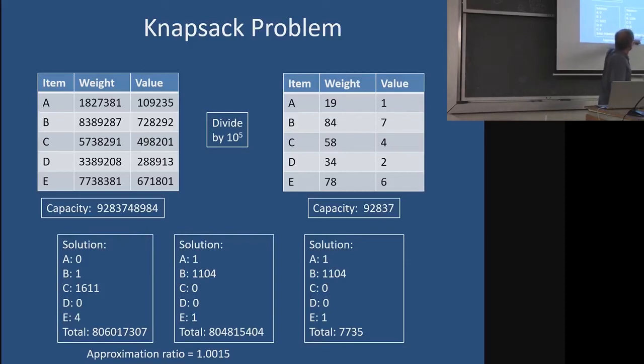This is the new table. So here we got this total by multiplying the value of A, which is 1 by 1, and 7 by 1104. For this one, we're taking 1A and multiplying it by 109235, and we're taking the 1,104 B's and multiplying it by 728292. When you do that, you get this. So the optimal solution was you could steal 806 million plus a little bit worth of stuff. The approximation is 804 plus a bit. So the ratio in this case is 1.0015.